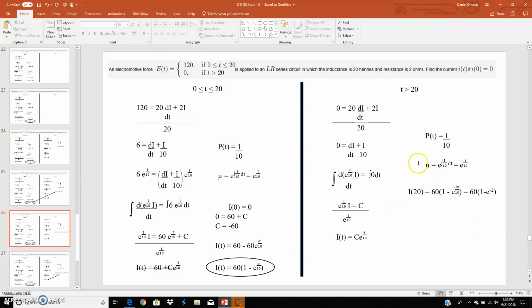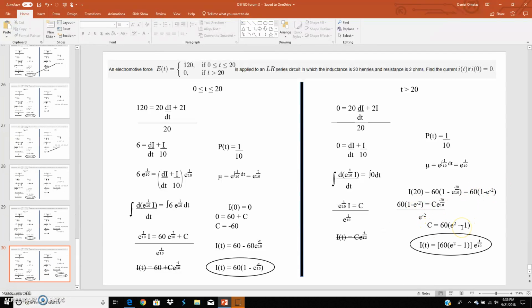So we find that to be 60 times 1 minus e to the negative 2. And using I of 20 for our new equation, we then set it equal to our old equation, and we solve for c. Then we plug it back in to our new equation and find our second answer.